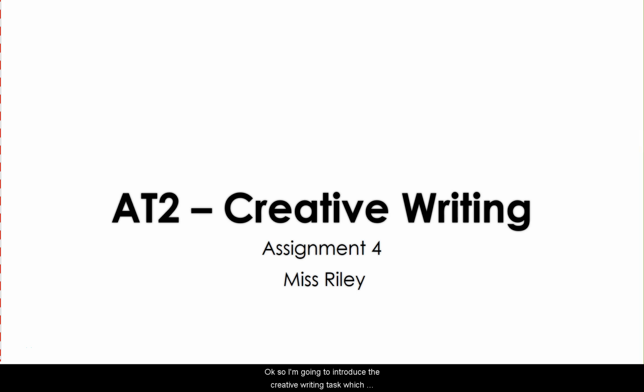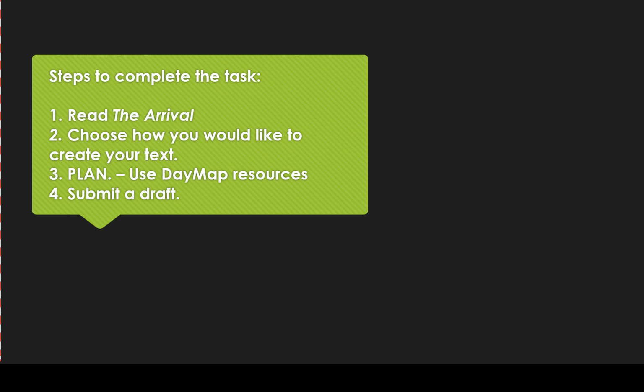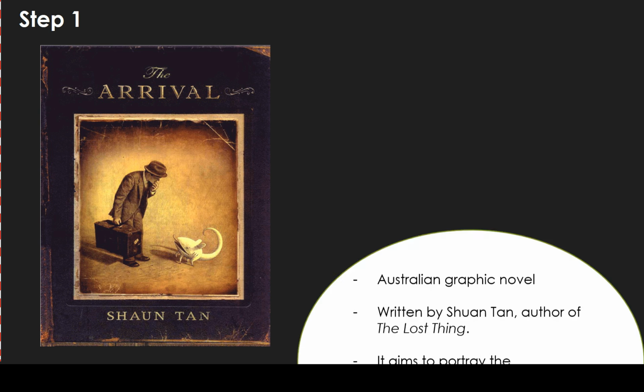Okay, so I'm going to introduce the creative writing task, which is your 4th assignment out of 5. To complete this task, you'll need to first read The Arrival, choose how you would like to create your text, plan using the DayMap resources or on OneNote, and finally submit a draft to me. So step 1, reading The Arrival by Shaun Tan.